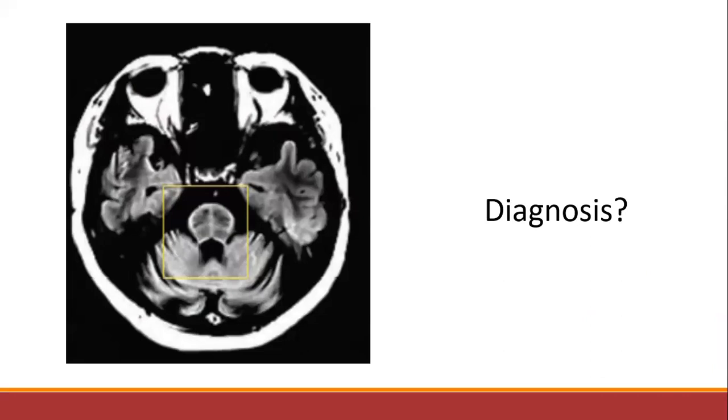Okay. Can you tell me what is the reason for hot cross bun sign in a patient with MSA? MCP atrophy. It is not MCP atrophy. It is inside the pons only. You have the hyperintensity inside the pons, not in the middle cerebellar peduncle. Atrophy of pons. Yeah.